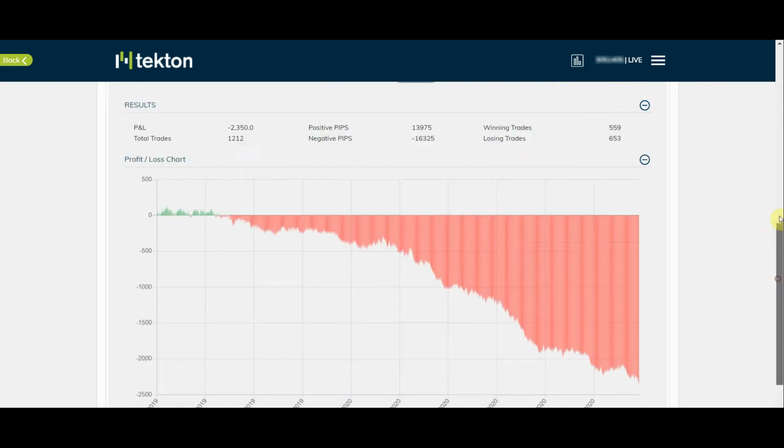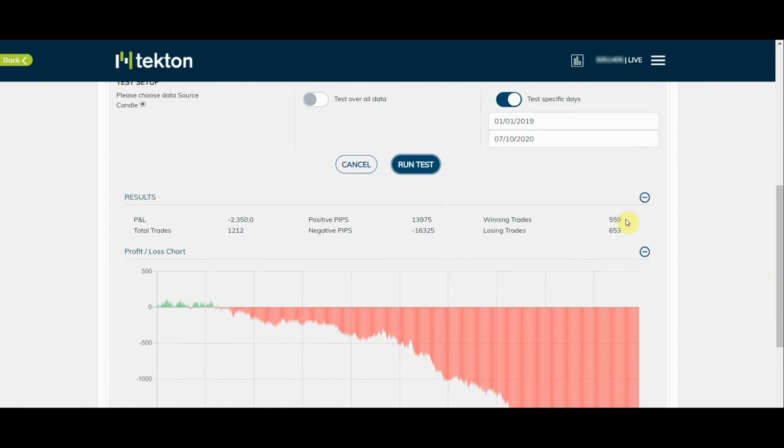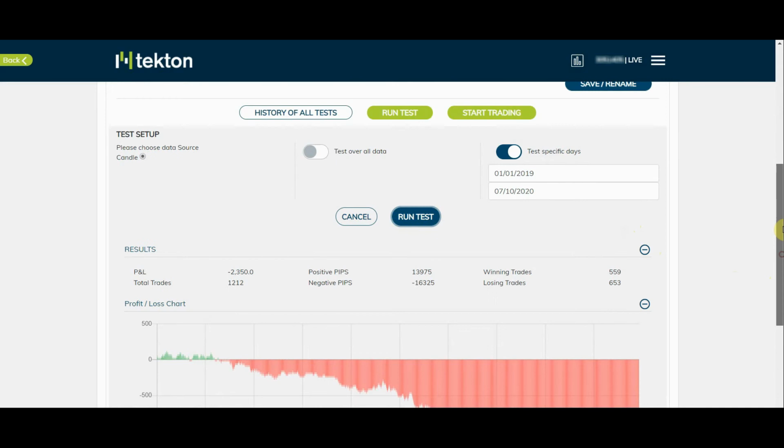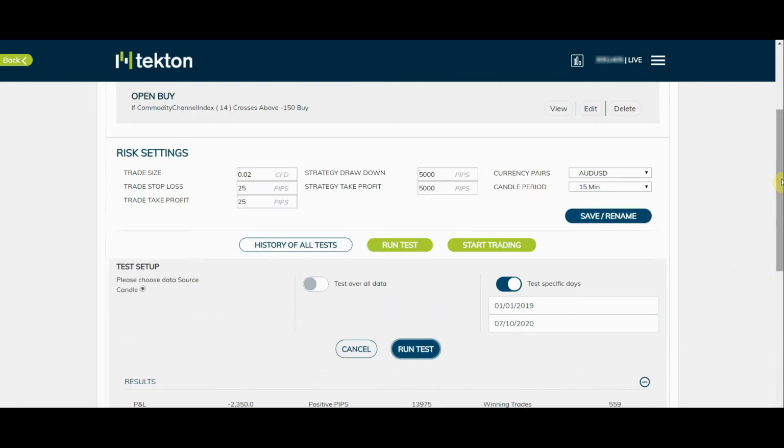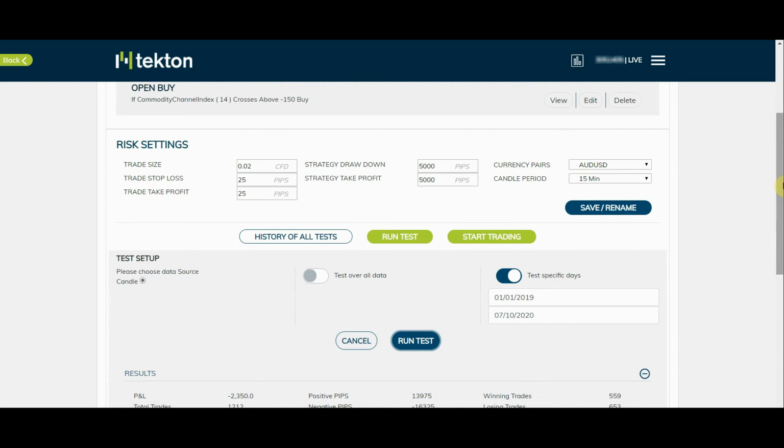And as you can see, 2,300 pips of loss. 559 winners, 653 losers. So that gives you an example of a strategy that has overall a healthy period of testing, but there are pockets of drawdown, and that is a big drawdown. That's a high drawdown there. So use the strategies and the strategy examples we give to play around with the system.